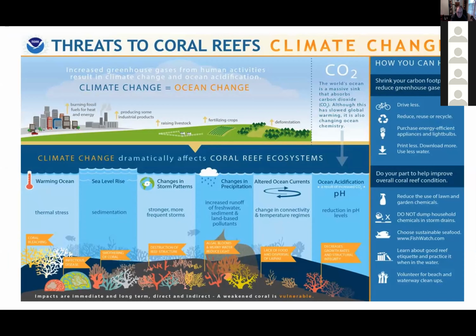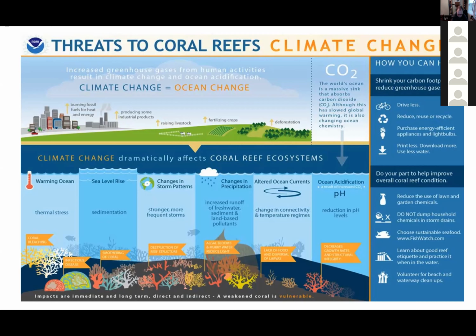As we learned in class and during the previous presentations, anthropogenic activities like fossil fuel use, raising livestock, and deforestation expel greenhouse gases into the atmosphere, which become trapped in the troposphere. So approximately 30% of that carbon dioxide is absorbed by our oceans, creating very unfavorable conditions for marine life, especially for coral reefs.